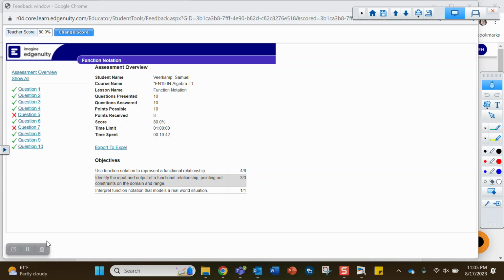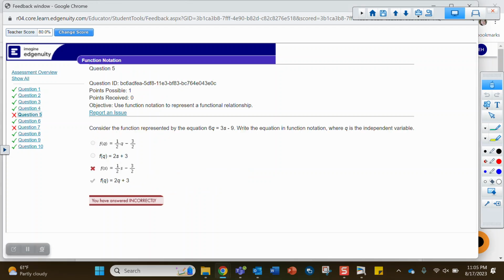Hey Sam, I've got your quiz here, and so you missed two questions, so I'd like to go over both of those with you. So the first one says, consider the function represented by the equation 6q equals 3s minus 9. Write the equation in function notation where q is the independent variable.